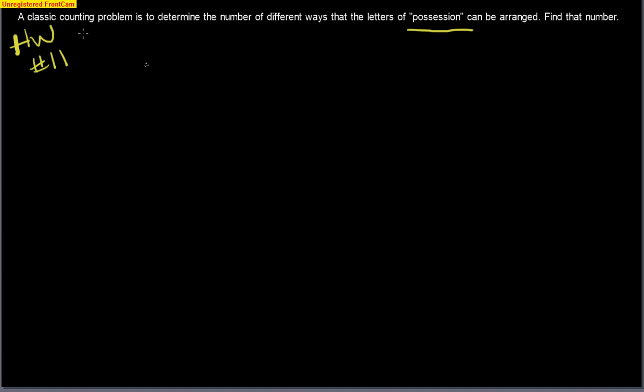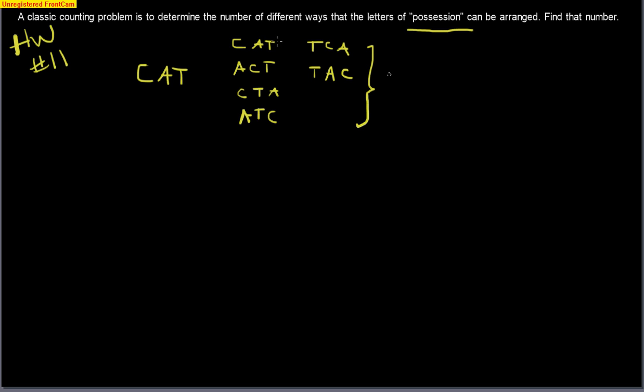let's do an example with a little shorter word. How about the word cat? How many different ways can you arrange the letters in cat? Well, because it's only 3 letters, let's quickly do it. We can do C-A-T. We could do A-C-T. We can do C-T-A. We could do A-T-C. And lastly, we can do T-C-A or T-A-C. I think I got them all. So we can see that there's 6 different ways that we can arrange the letters of cat.